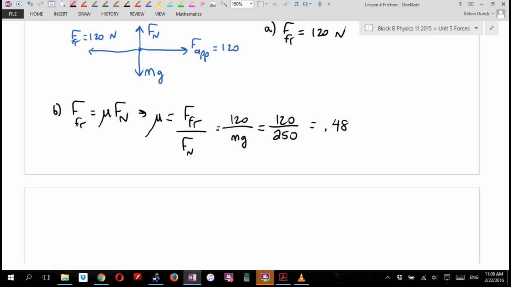There is none, and I'll prove it to you. This is newtons divided by newtons. What happens when you go newtons divided by newtons? They cancel. Nothing left. It doesn't have any units.